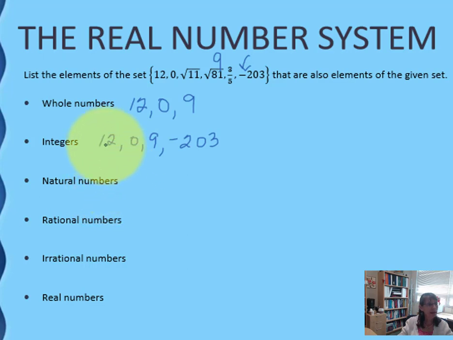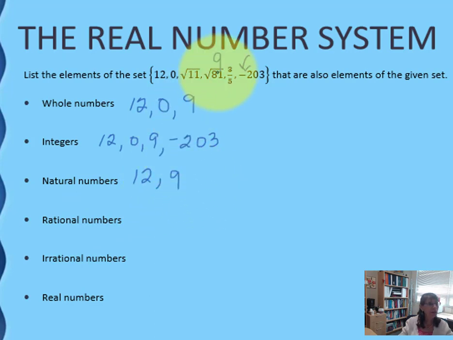So just looking back to the integers, we know that 12 is a counting number. 0 is not included with the natural numbers. Natural numbers begin with 1. 9 is acceptable, but negative anything is not going to be a natural number. So we only have 12 and 9.